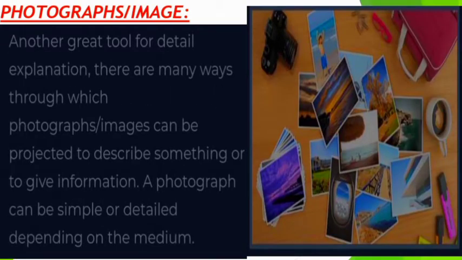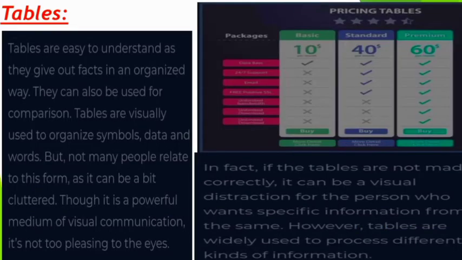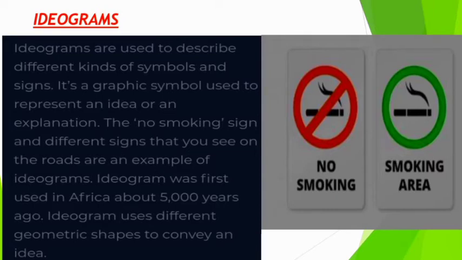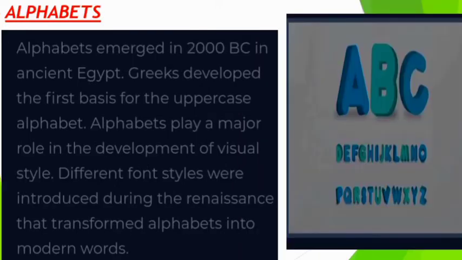Photographs and images. Photographs and images are a great tool to explain things in detail. They can have a great influence on people. Tables. Tables are easy to understand as they give us facts and information in an organized way. Drawings and diagrams. Drawings and diagrams are used to give us specific information. Ideograms. Ideograms are used to describe different kinds of symbols. Logograms. Logograms are described as pictorial symbols.